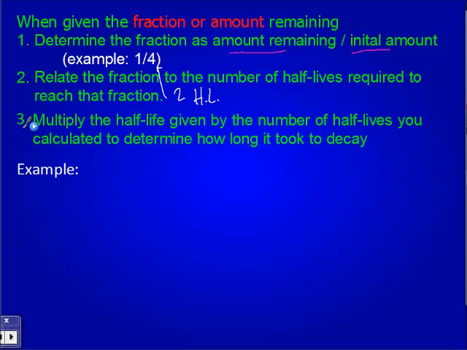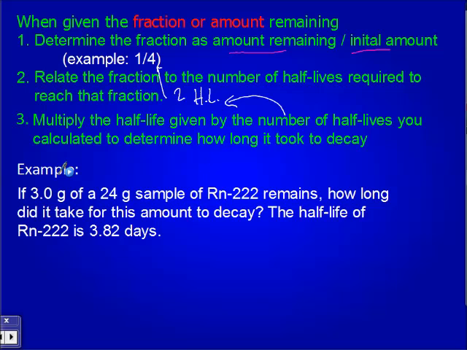Next, I'm going to multiply the half-life given, which you'd be given in the problem, by the number of half-lives, the 2 or the 3 or the 4, whatever that number is, in order to determine how long it took to decay. Quick example: I have 3 grams of a 24-gram sample, so 3 grams remains, I started with 24 grams, and I want to know how long did it take for this amount to decay? How old is this sample, essentially?